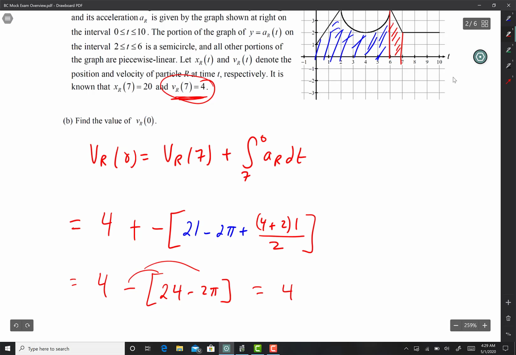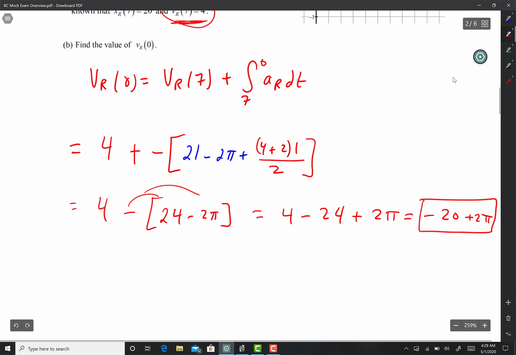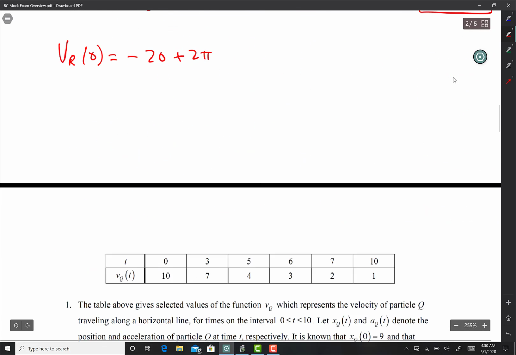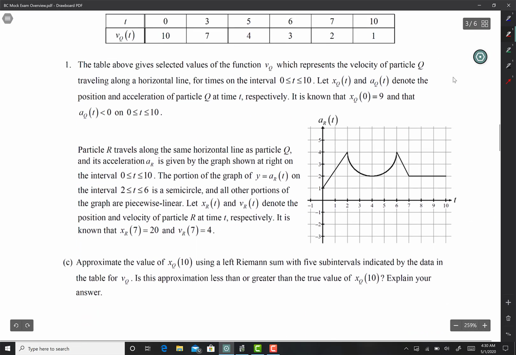So I get 4 minus 24 plus 2 pi. So negative 20 plus 2 pi. There it is. That's my velocity at 0. So if you want to write velocity of r at 0, it's just negative 20 plus 2 pi. You don't need to write a statement. They just said find the value. There it is. Done.